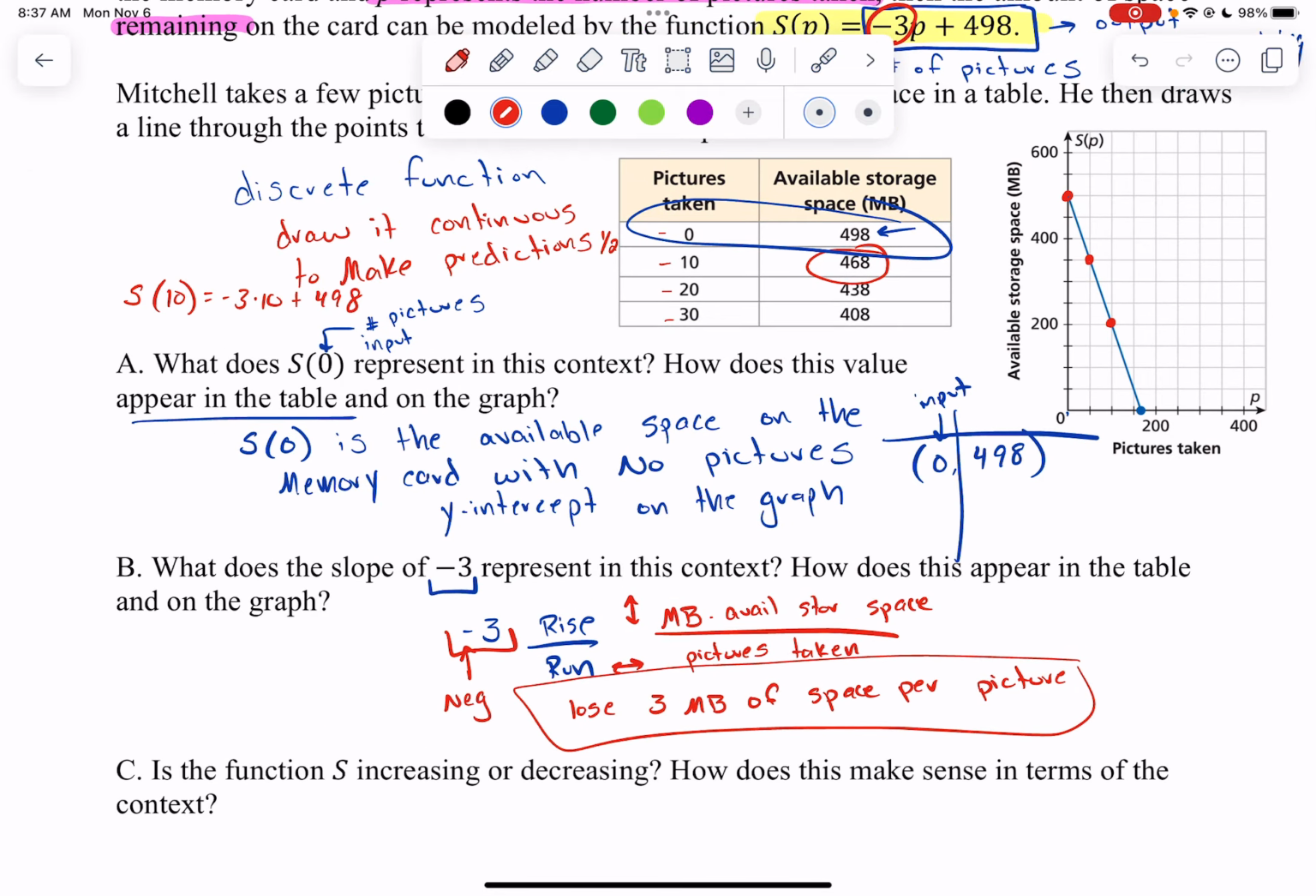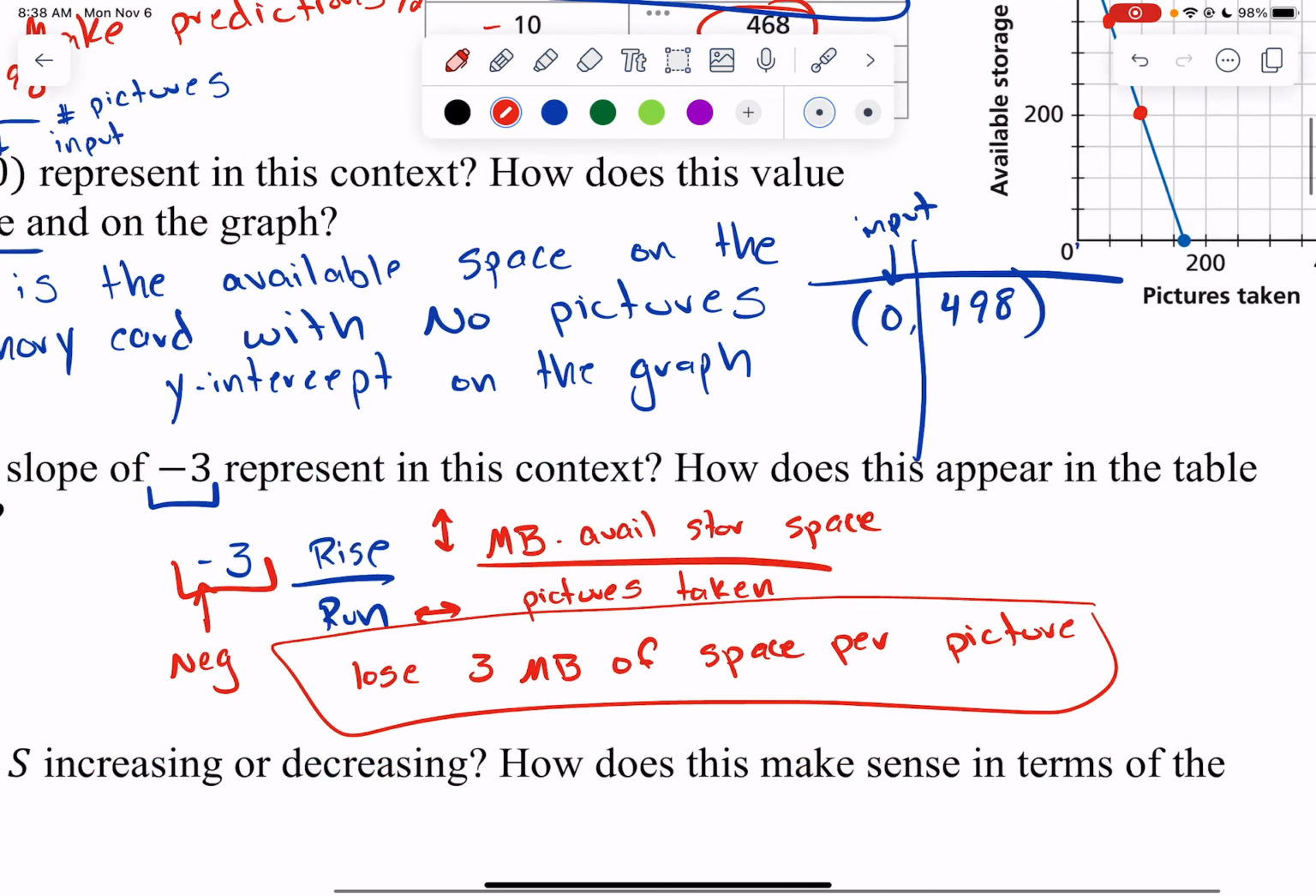How does this appear in the table and on the graph? Well, on the graph, we already have it. On the graph, it's the rise over the run. In the table, my y goes down 3 for every up 1 in my pictures taken. Okay, so that's how it's going to show up in the table.